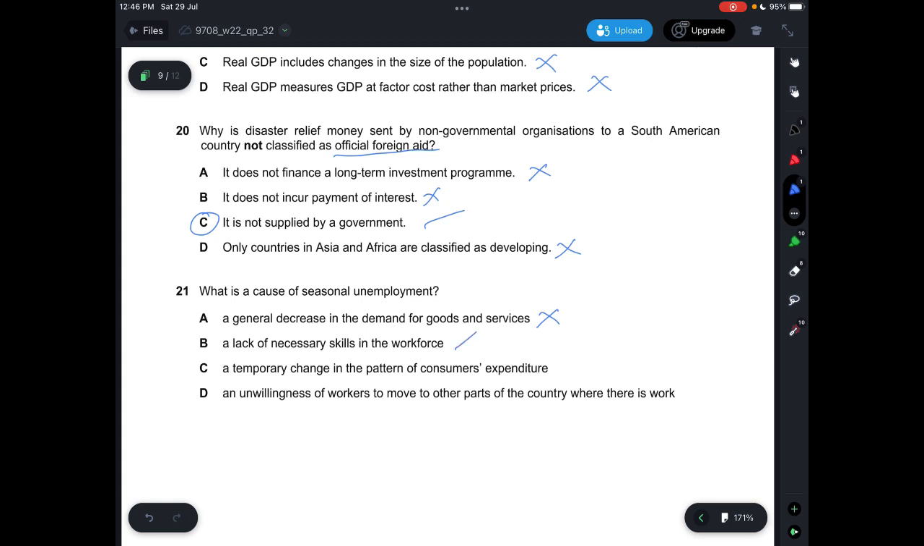So B is incorrect. And C, a temporary change in the pattern of consumers' expenditure, which is correct. And D, an unwillingness of workers to move to other parts of the country where there is work. This is frictional unemployment. So these are incorrect. So answer is C.